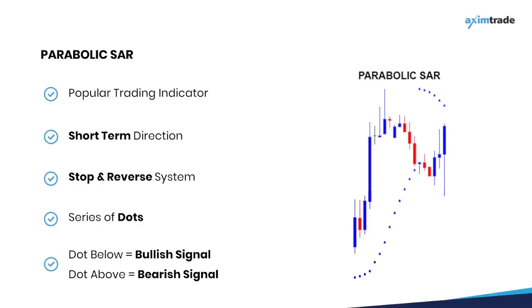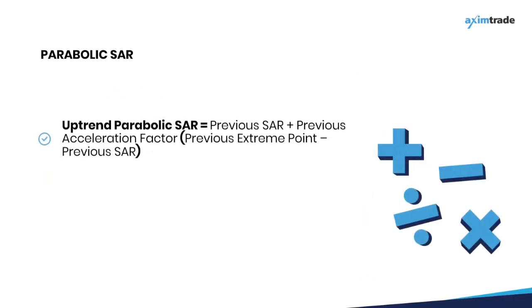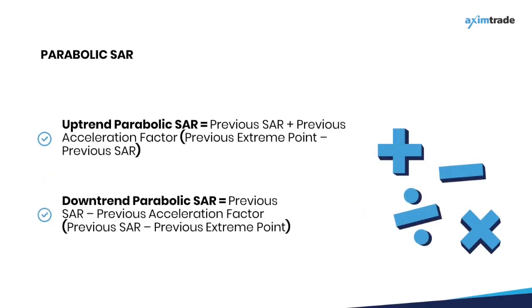Let's look at how to calculate the Parabolic SAR indicator. The Parabolic SAR uses the highest and lowest price as well as the acceleration factor to determine where the SAR indicator dot will be displayed, either below or above the price, and it helps to determine the current direction of the price.